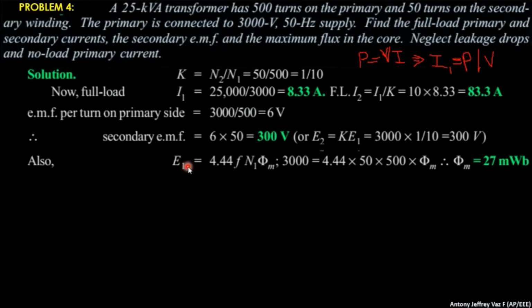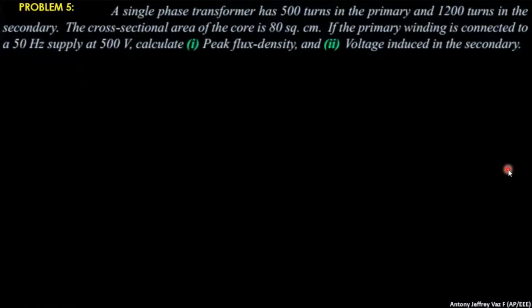E1 is nothing but the primary, which is 3000 volt. Substitute directly: equal to 4.44, F is the frequency, which is 50, and N1 is nothing but the primary turns, which is 500. And phi M is not known. So you can cross multiply it and you can find phi M is equal to 27 milliwebers.